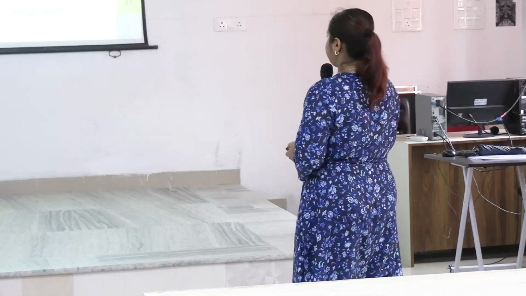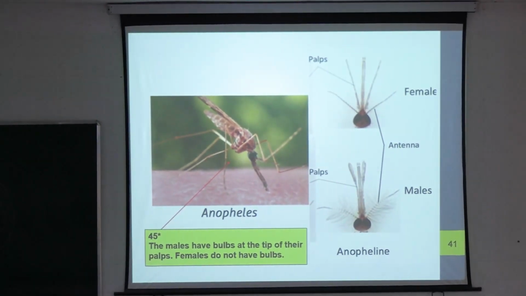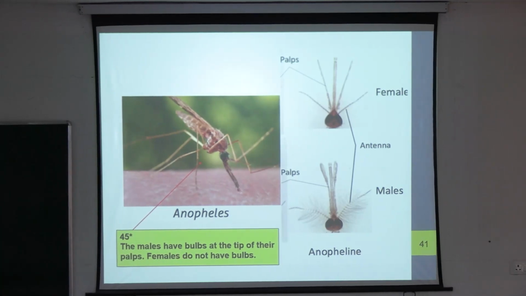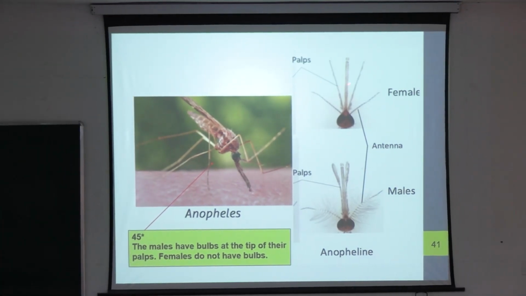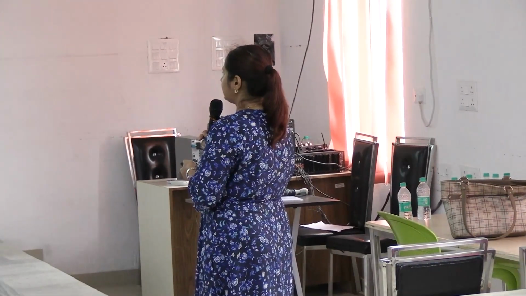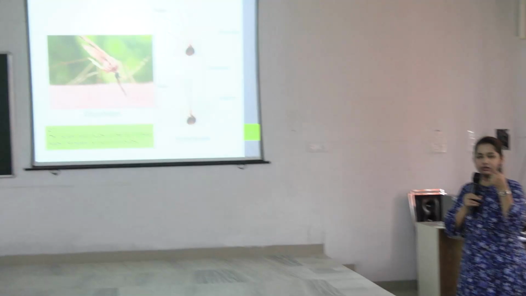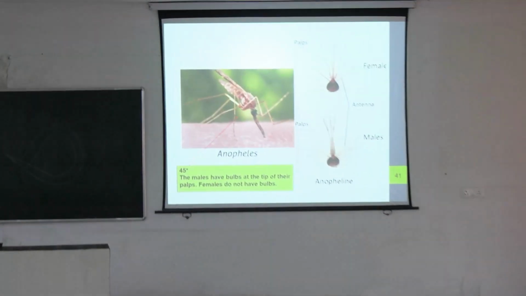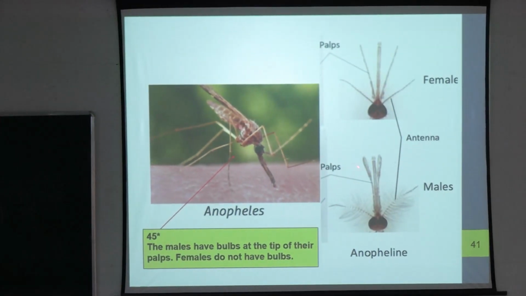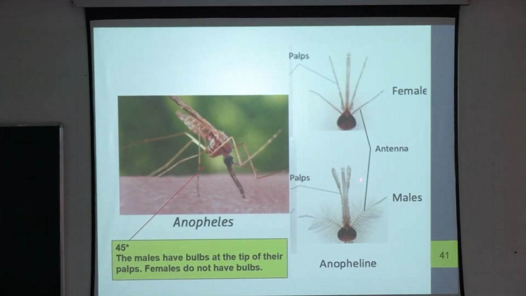So Anopheles, what is the difference between a male and a female? The males have bulbs at the tip of the palpi, females do not have bulbs. For example, in this you can see this is a female, this is a male. The female palps, the maxillary palps, are as long as the proboscis, but they do not have any swelling or bulbs at the tip of the palps. And here you can see in the male there is a bulb at the tip of the maxillary palpi.